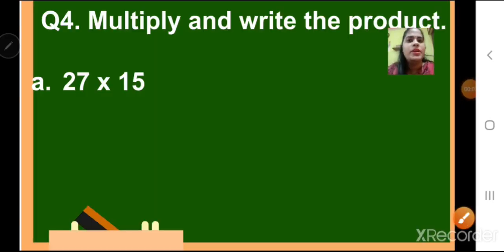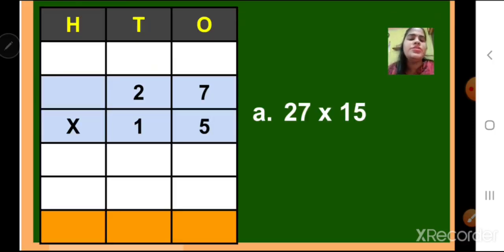Children, continue with question number 4. Write the question in your notebook: multiply and write the product. The question is 27 multiplied by 15. First we have to draw the columns and write the numbers in the proper place. Write the place values properly: ones, tens, then hundreds. Then write the numbers and also leave one line for the carry over.